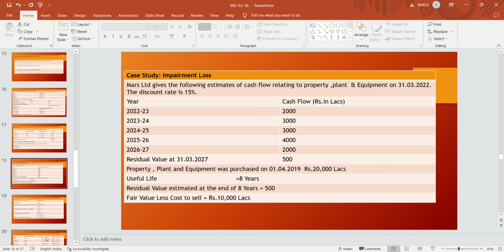Now the property, plant and equipment was purchased on 1st April 2019 at rupees 20,000 lakhs. The useful life of the asset is 8 years. So the estimated value at the end of 8 years will be 500 lakhs. And the fair value less cost to sell is rupees 10,000 lakhs.